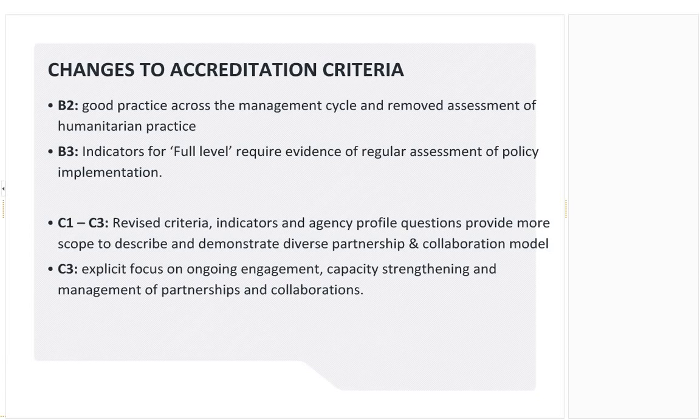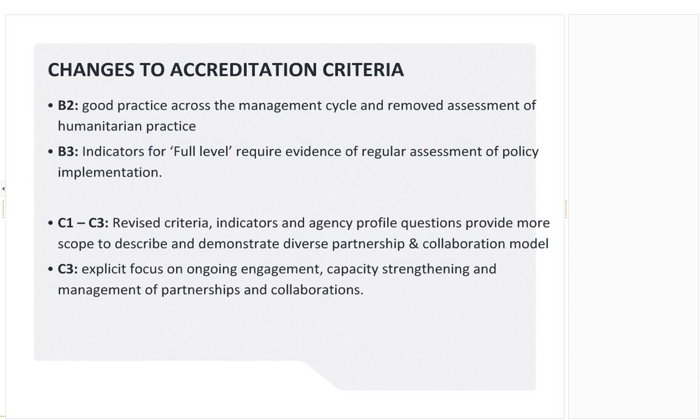Broadly, the criteria are much the same, but there was feedback from the NGOs that partnerships are increasingly more diverse and continue to evolve in the sector, and the NGOs wanted more scope to be able to describe their partnerships in ways that evolve and that suit their context and their type of work. So the criteria have been broadened, and the indicators and the questions and the profile have been broadened to accommodate that scope for NGOs to describe their approaches to collaboration and partnership.